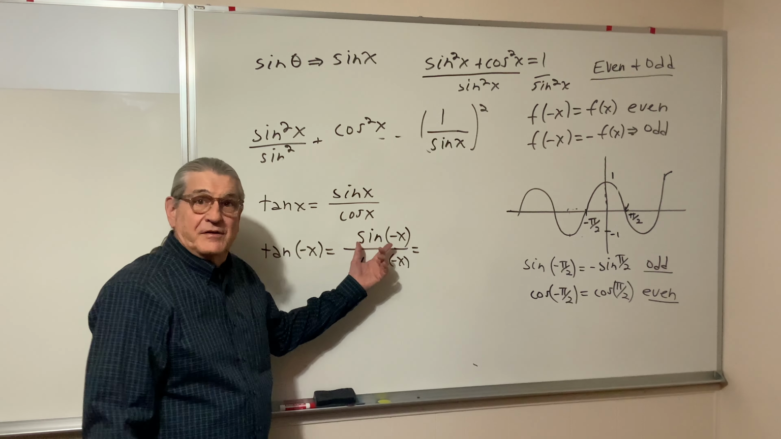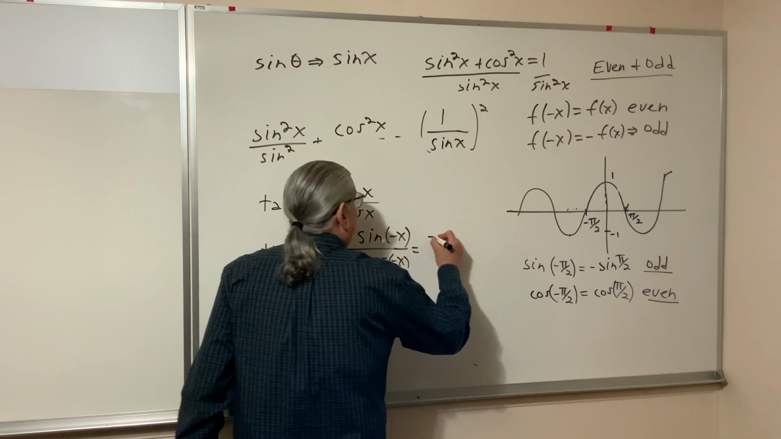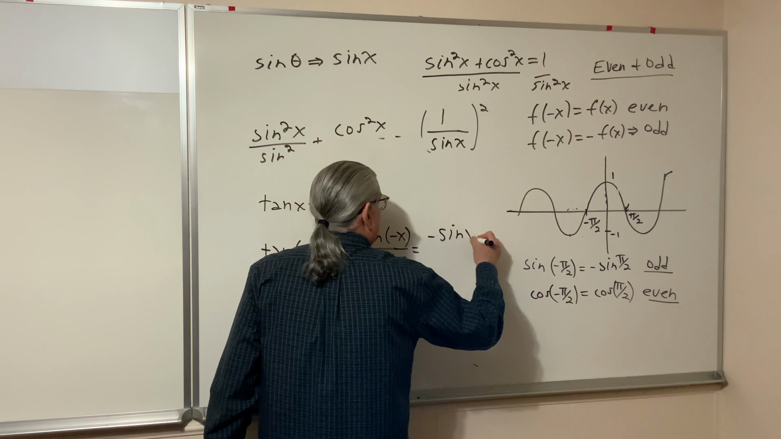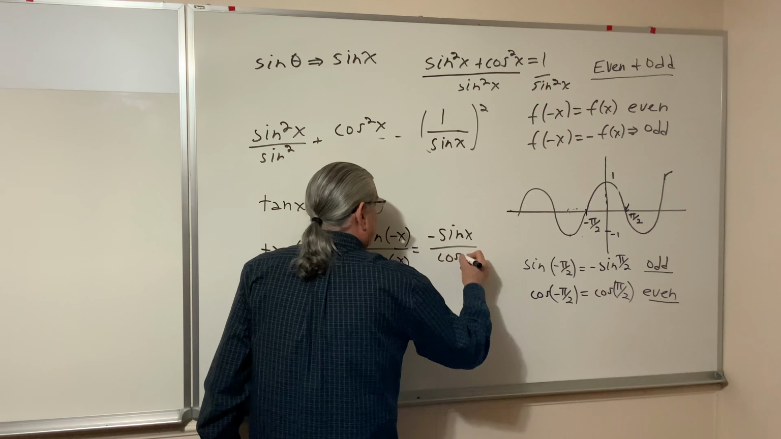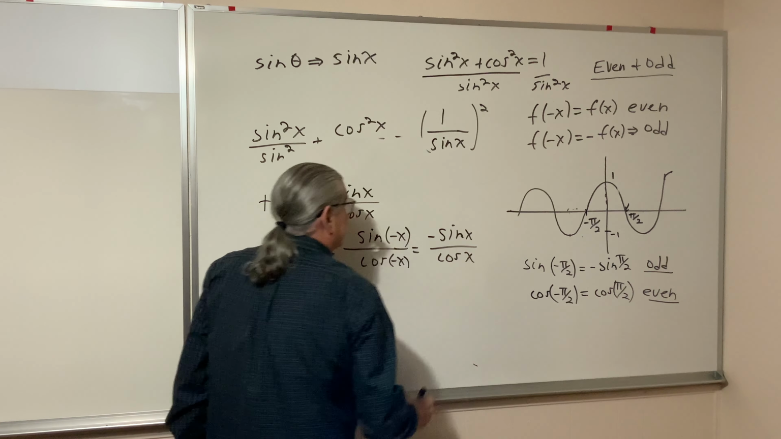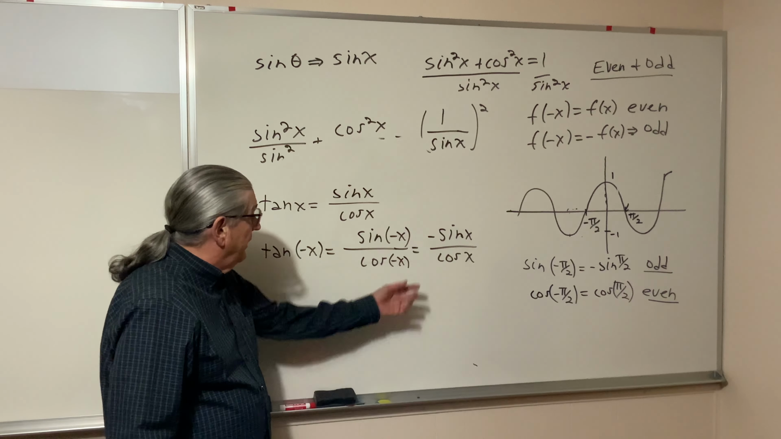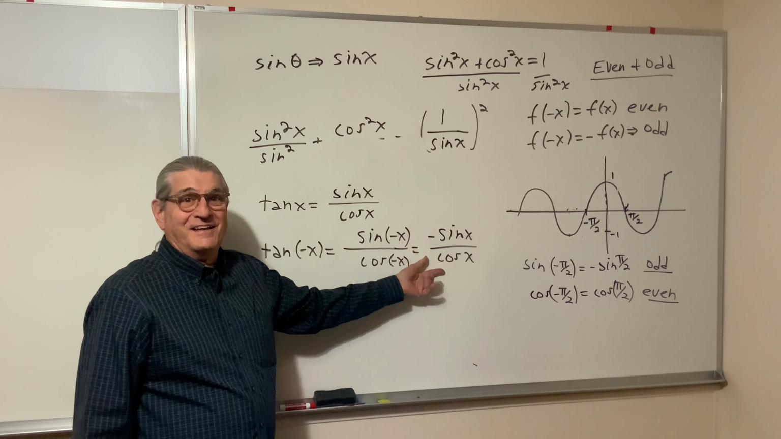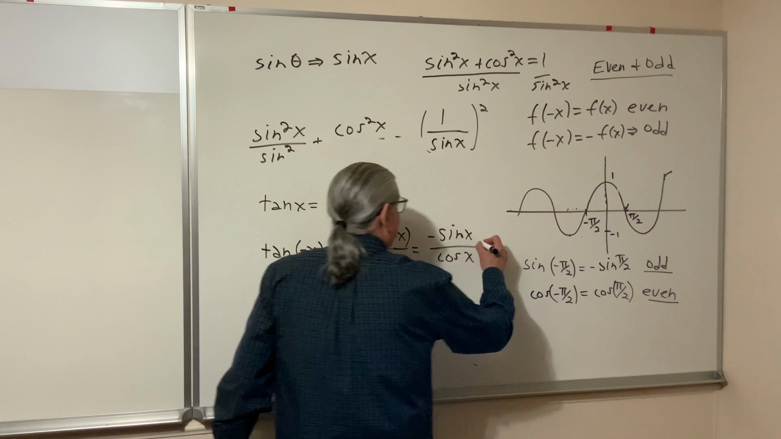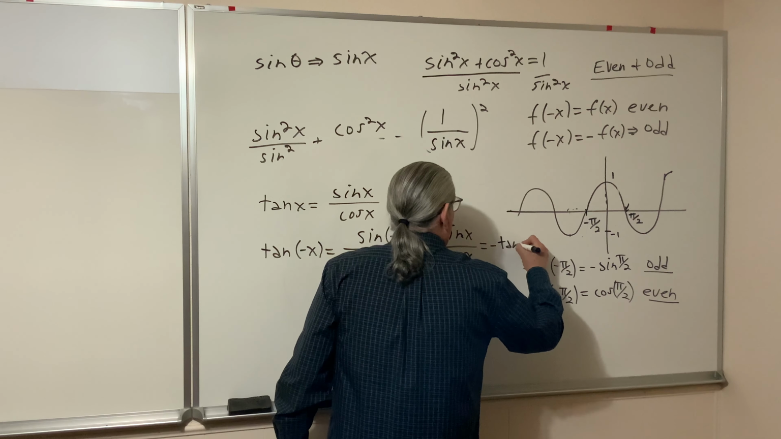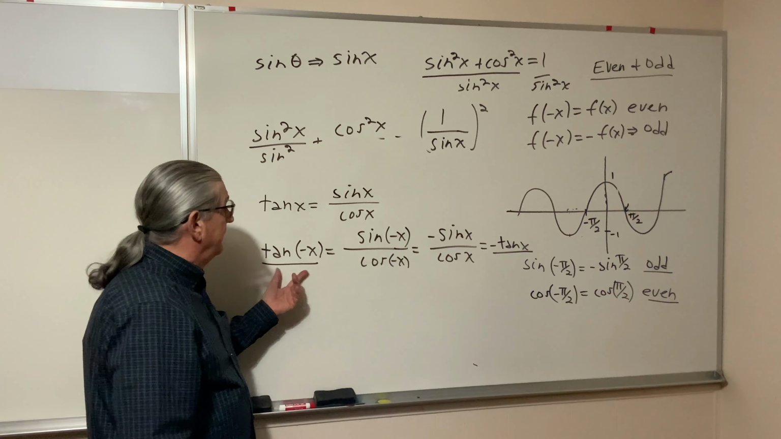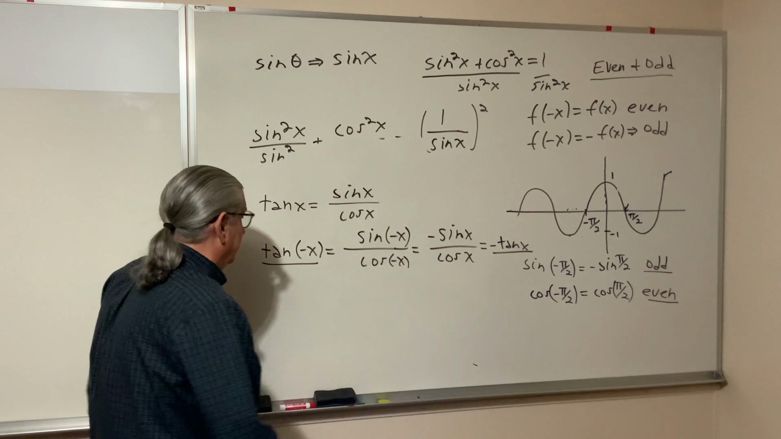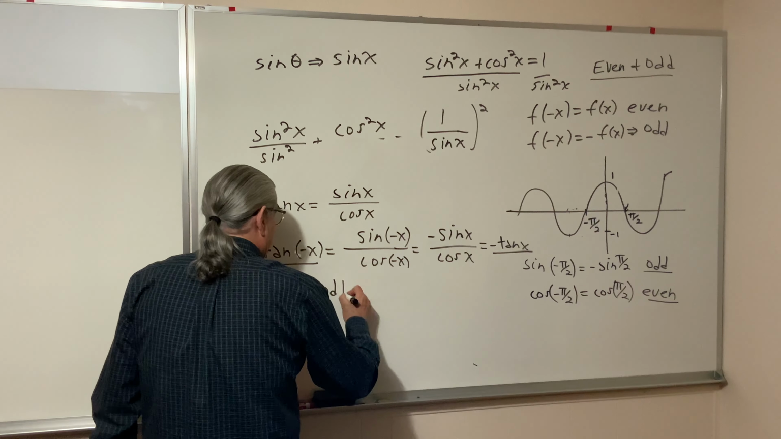But the sine of negative x is negative the sine x, and the cosine of negative x is positive cosine of x. And what is that? That's negative the tangent of x. So the tangent of negative x is negative the tangent of x, so this is also an odd function.